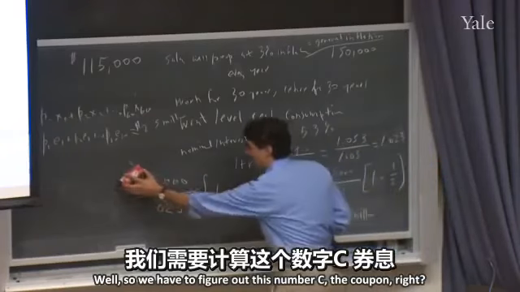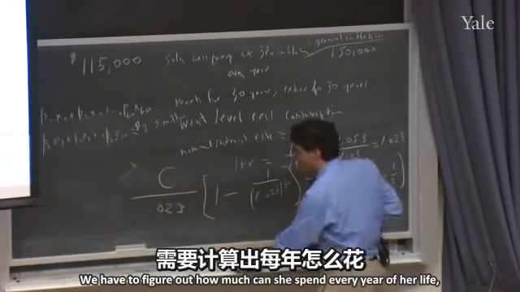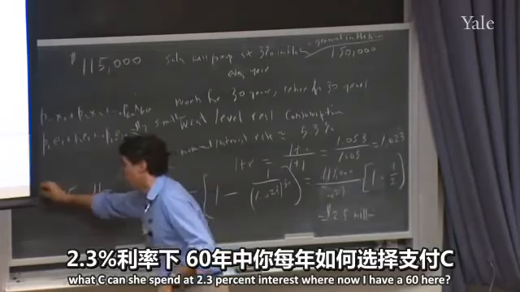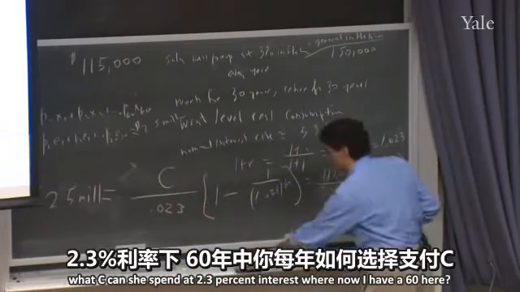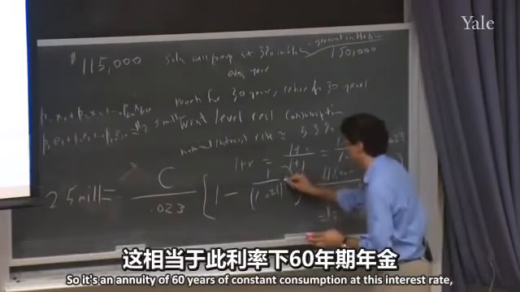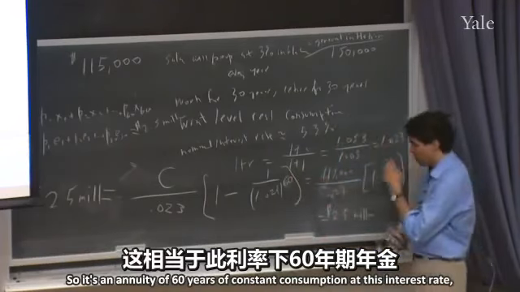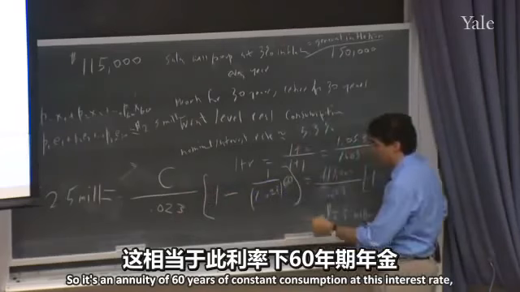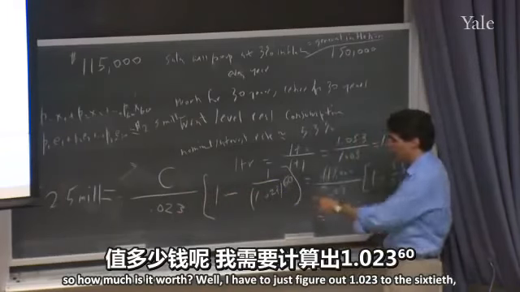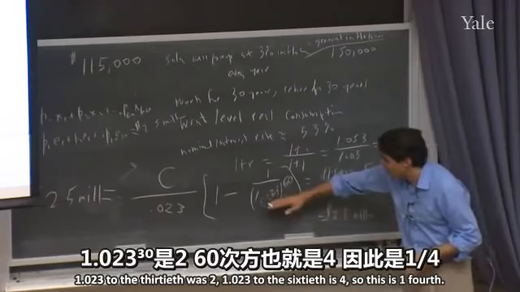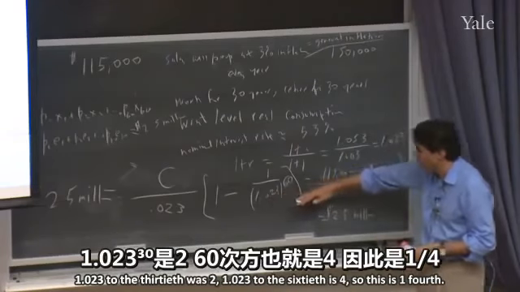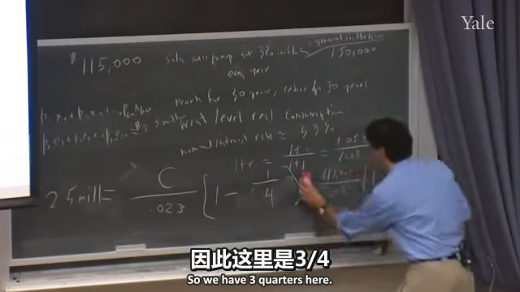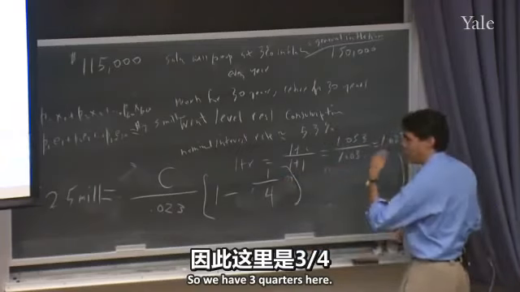We have to figure out this number, C, the coupon. We have to figure out how much she can spend every year of her life. What C can she spend at 2.3% interest, where now I have a 60 here? It's an annuity of 60 years of constant consumption at this interest rate. So how much is it worth? Well, I have to figure out 1.023 to the 60th. 1.023 to the 30th was 2, so 1.023 to the 60th is 4. So this is 1/4.